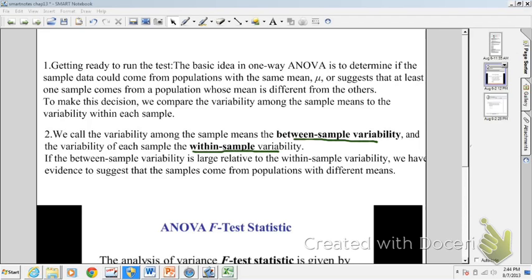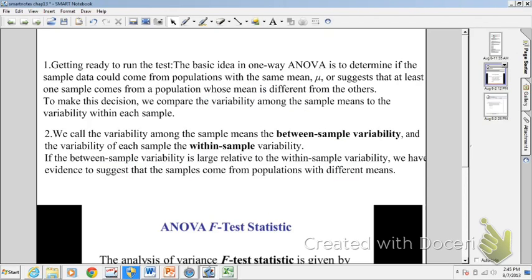So I know there's a lot of language there, and I don't require my students to compute this by hand. I just want them to be a little bit familiar with it. We're actually going to retrieve the F-test statistic from the software. If the between sample variability is large relative to the within sample variability, we have evidence to suggest the samples come from populations with different means. Now, actually calculating that between sample variability and within sample variability is somewhat tedious. So like I said, I won't make you do that by hand. I just want you to understand the notion of it.